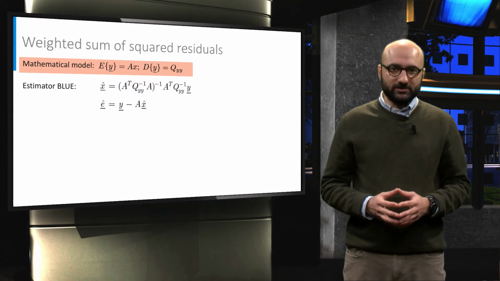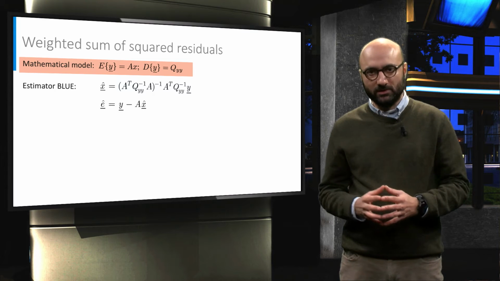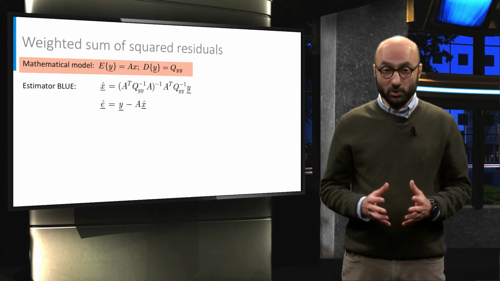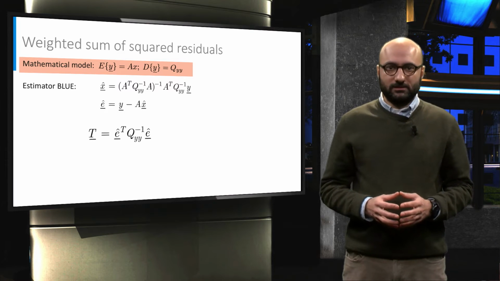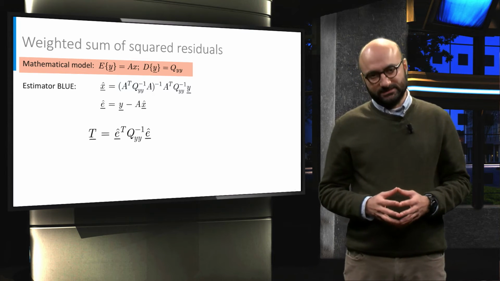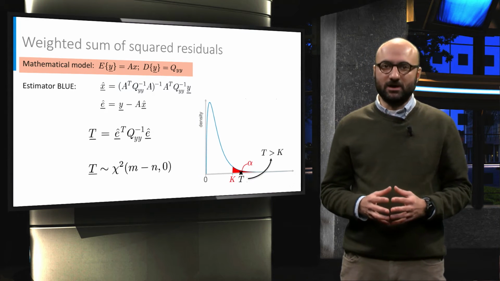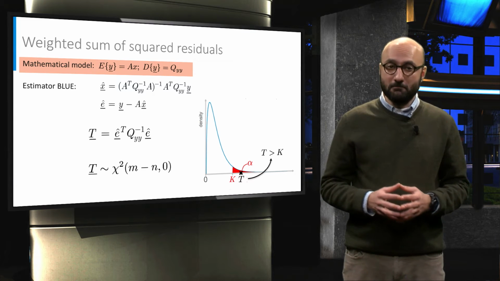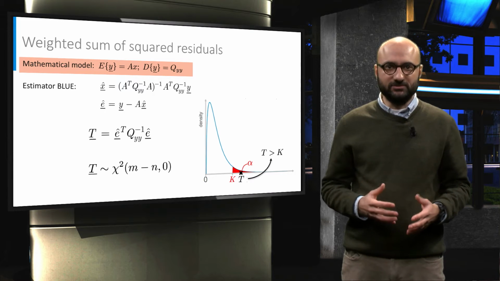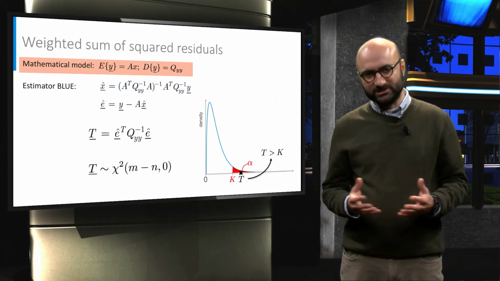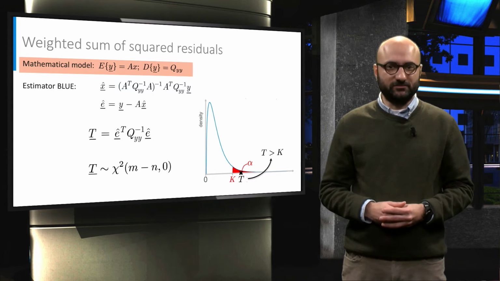So let's start with our now famous mathematical model consisting of functional and stochastic parts and the equation for the BLUE estimator and its residuals. Now let's look at the overall model test statistic. We already saw that this test statistic has a chi-square distribution with m-n degrees of freedom. And we discussed that if the t-value is above a chosen threshold, the test is rejected. Now the question is, if the test is rejected, what can be the source of the rejection?